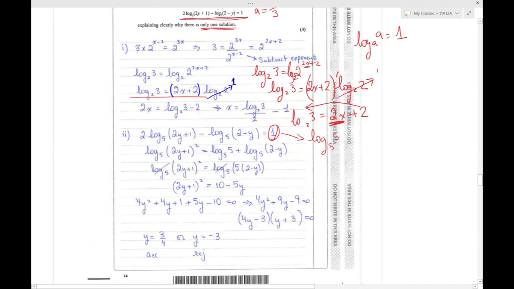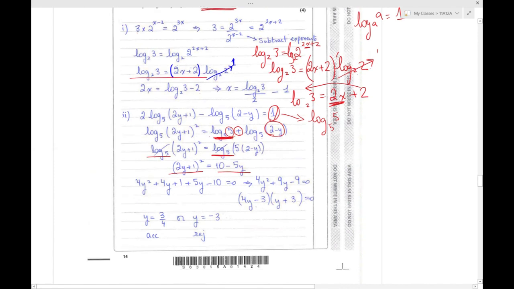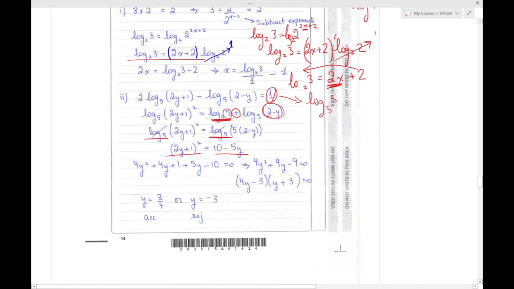So that's it here. And then since I have addition and I have the same base for the log, I multiply 5 times 2 minus y. So now I have log base 5 on both sides. I can remove it, and I'm left with the y alone. Now from there onwards, it's algebra. You expand, and you take everything to one side, and you're left with this equation.